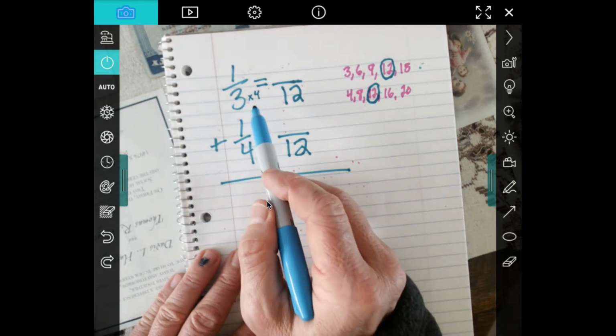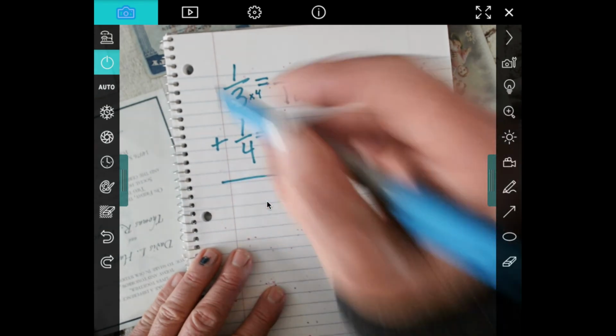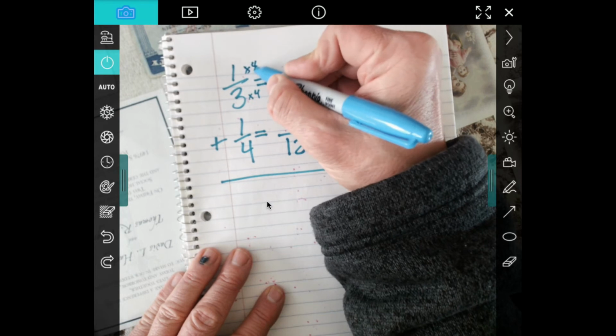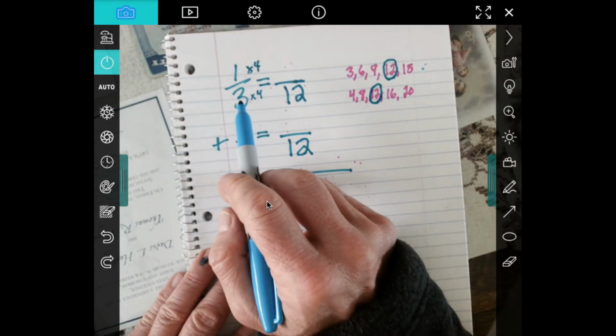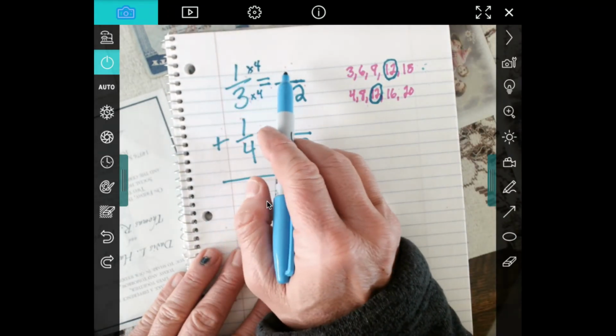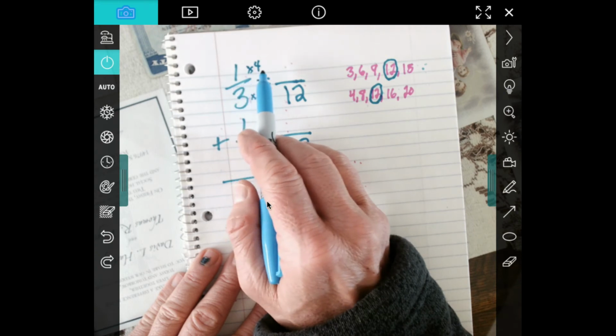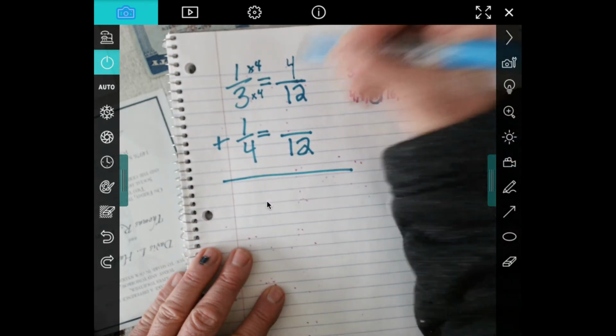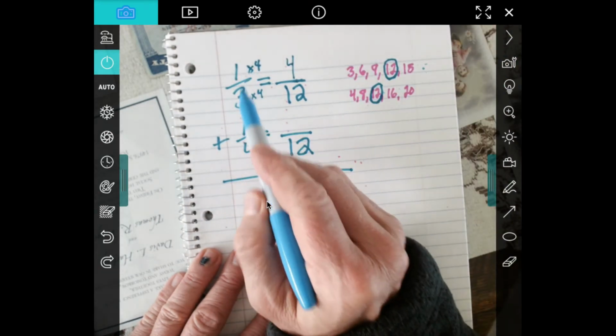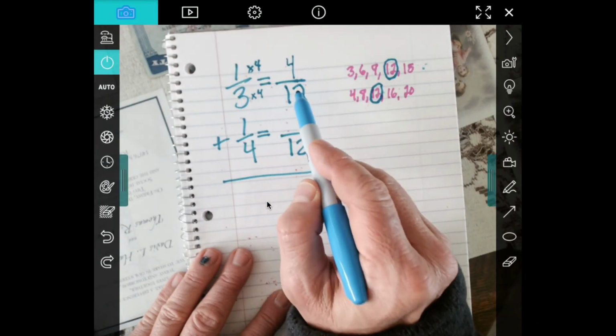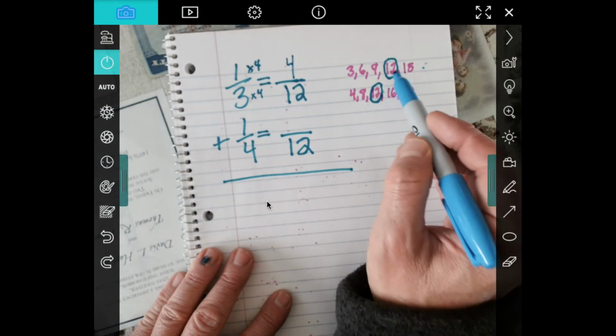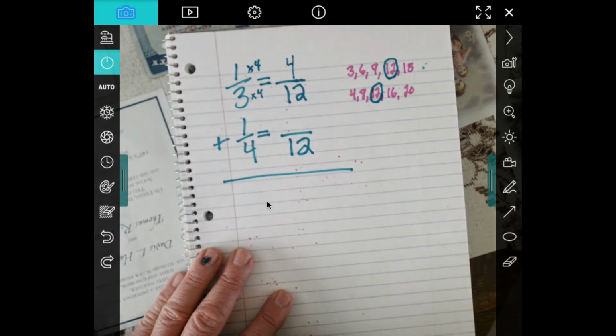Well, whatever you do to the bottom, you also have to do to the top. Always, always, always. And so we multiply the top by 4. So if we take a look at the top now, 1 times 4 would be 4. So now our 1/3 becomes 4/12 using our common denominator of 12.